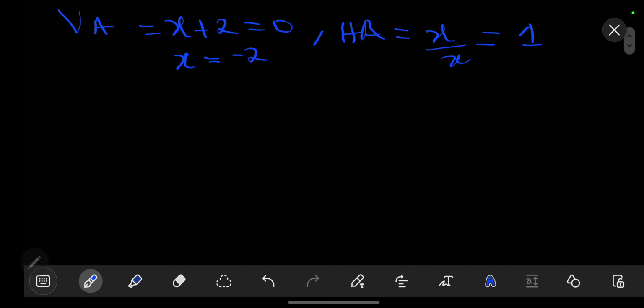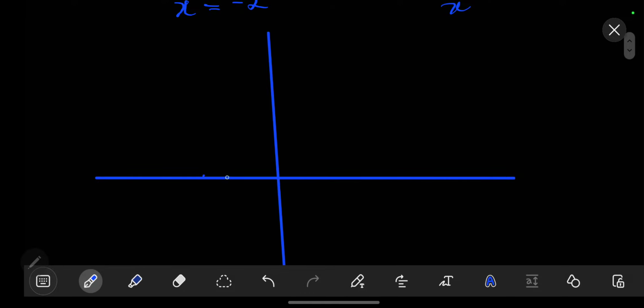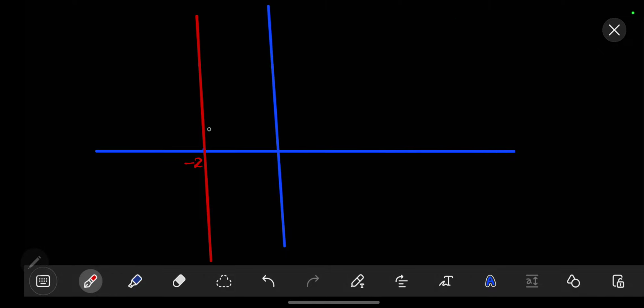So this is what we have. Now our vertical asymptote is at negative 2, so our equation is passing somewhere here. So negative 2 is here. Then our horizontal asymptote is at 1. Let me just use a different color code. Then the horizontal asymptote is passing at 1. So we have a 1, like that.